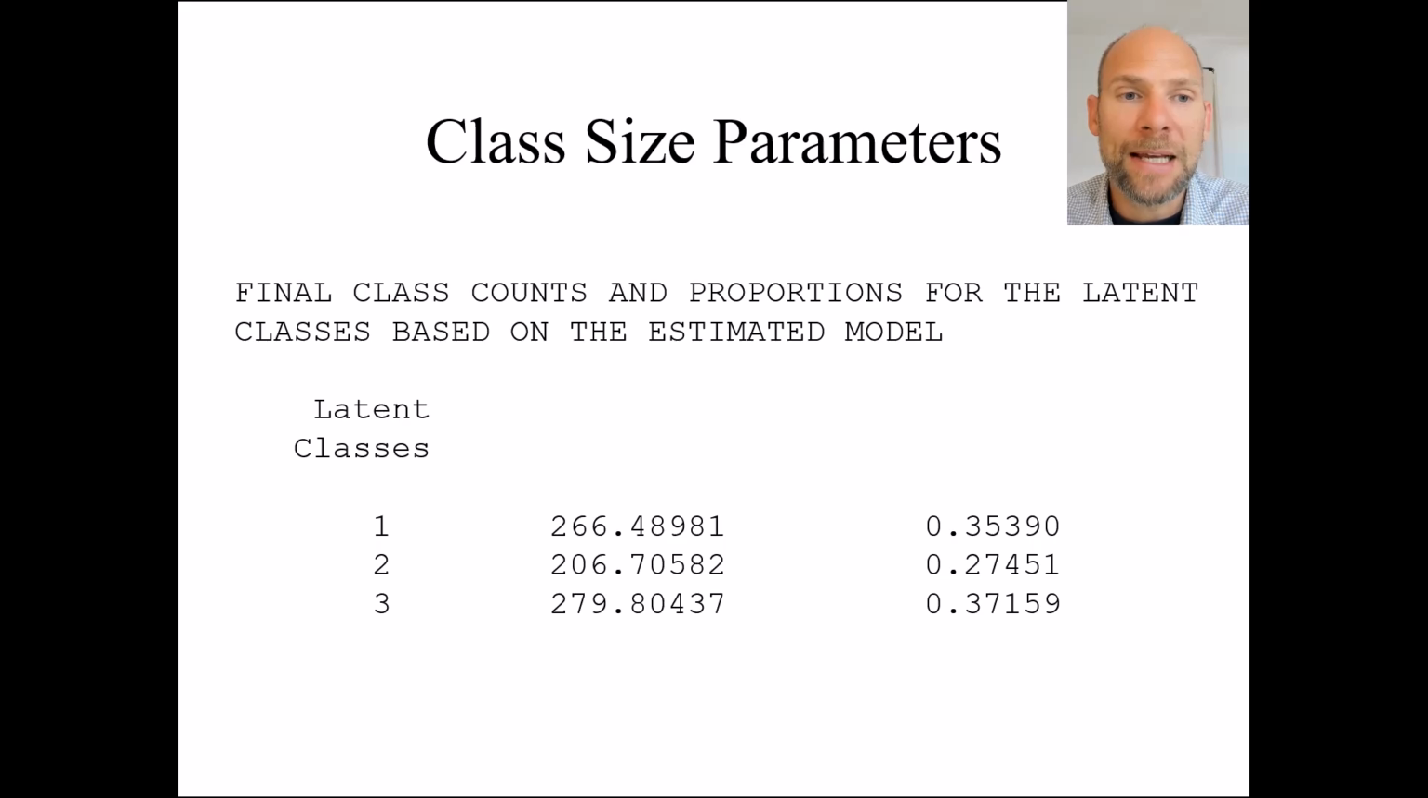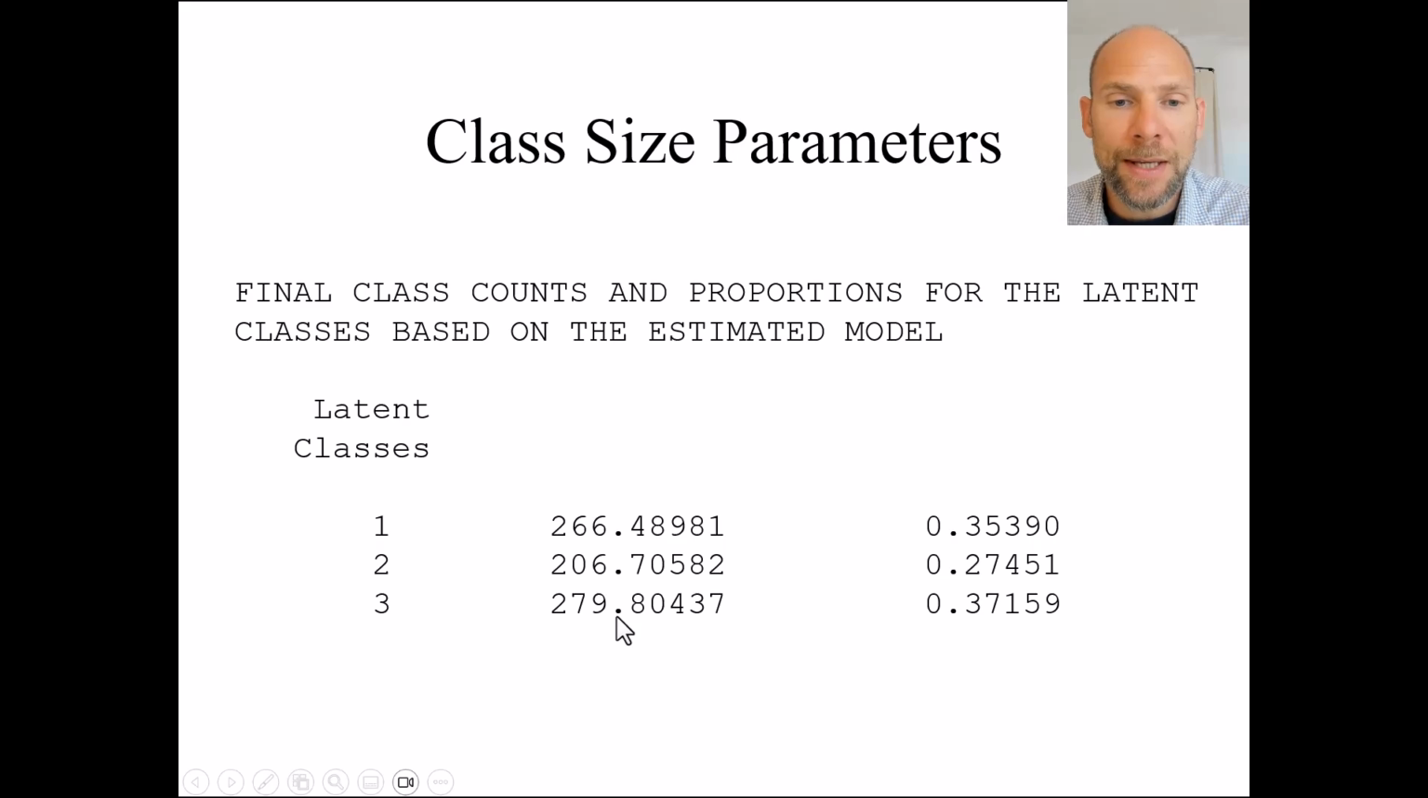Next are the actual LPA model parameters. First, remember we discussed the gamma C parameter, which gives us the class size in terms of a probability or proportion parameter. Those are given in Mplus under final class counts and proportions for the latent classes based on the estimated model. So you can see in this example, 3 classes were extracted, and first we get the estimated number of individuals in each class based on our sample size.